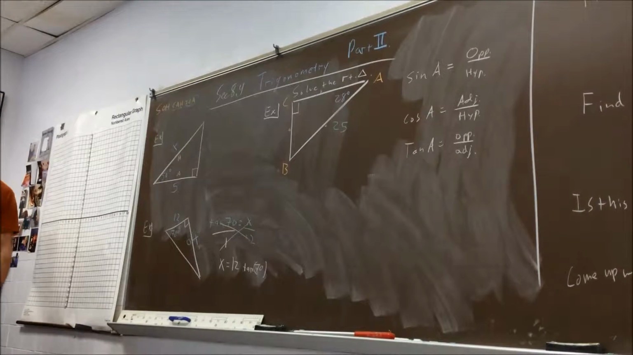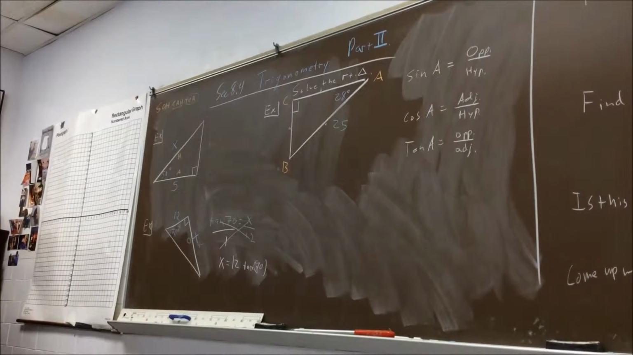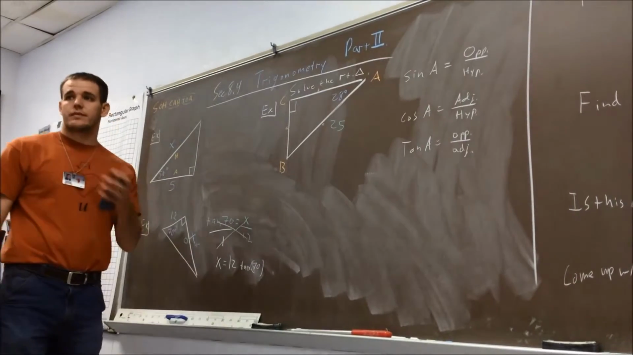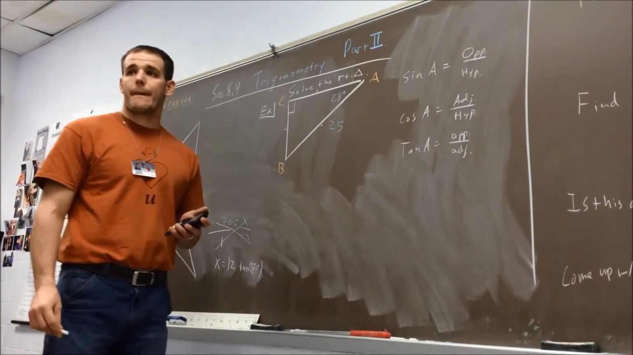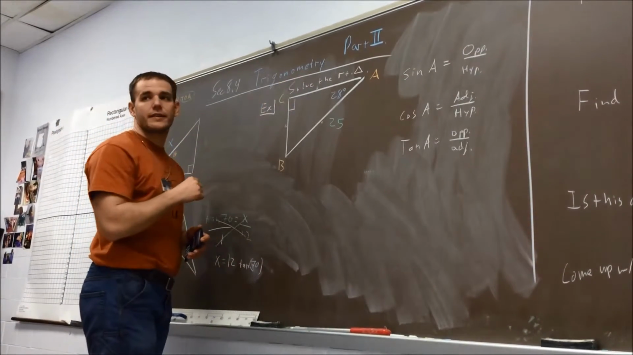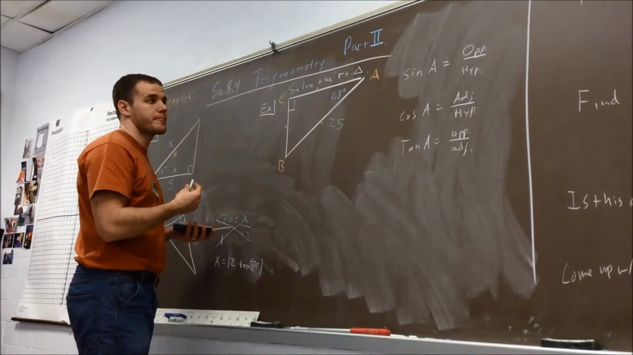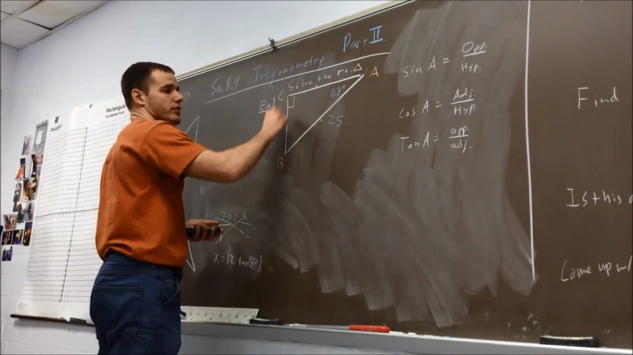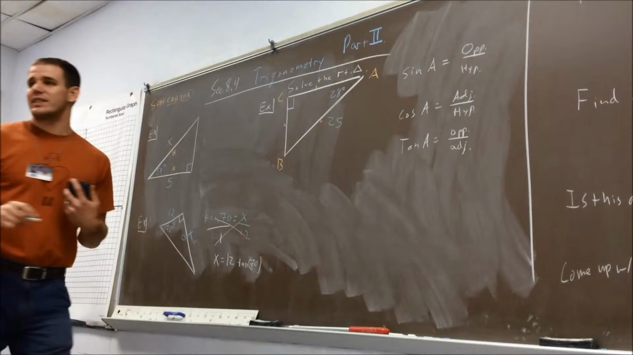We got to find everything that's missing. What sides are missing here? Give me a number. Oh, I'm sorry. Which side? Little a and little b, right? So we got to find one of those two sides. We also have to find the missing angle.